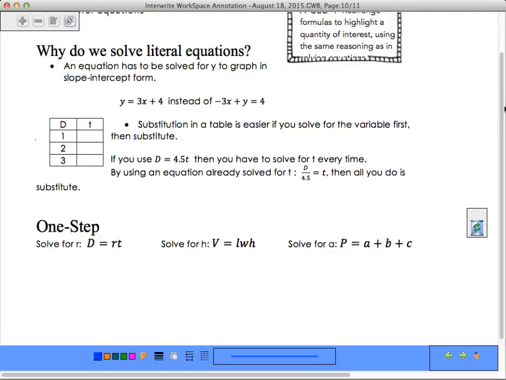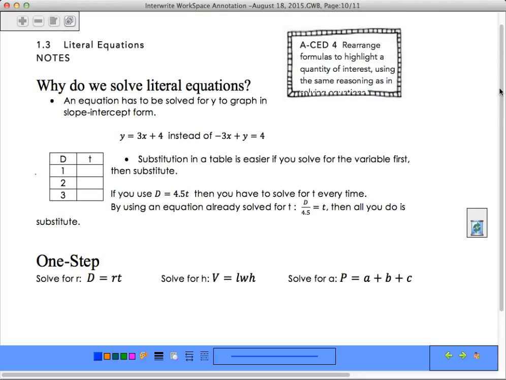Okay, we're going to start talking about 1.3, solving literal equations. Literal equations are just regular equations like we've been solving, only they're mostly variables. One reason we solve literal equations is to solve for y, to be able to graph, to get it in slope-intercept form, y equals mx plus b, instead of standard form like this, which is much more difficult to graph. We can't see our slope, we can't see our y-intercept.